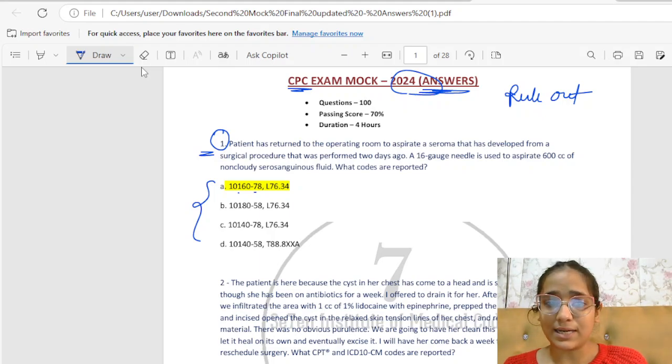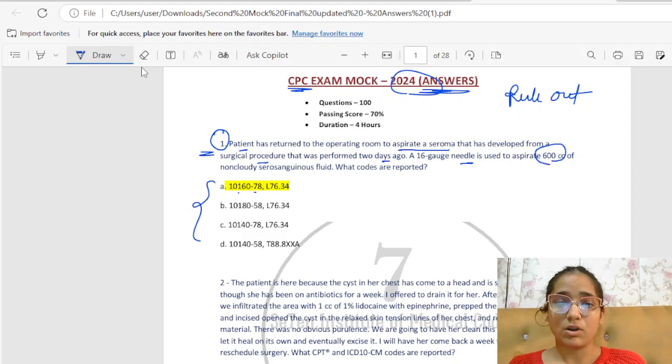Let's start. In this question, the patient has returned to the operating room to aspirate a seroma that has developed from a surgical procedure that was performed 2 days ago. A 16 gauge needle is used to aspirate 600 cc of non-cloudy serous fluid. What should be the code?